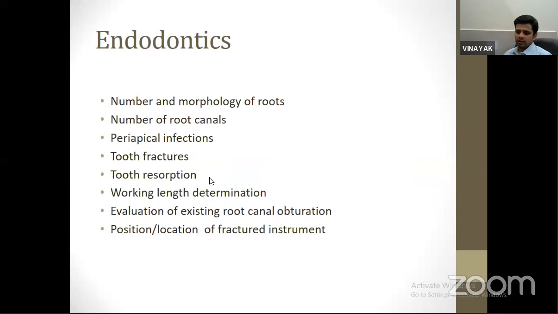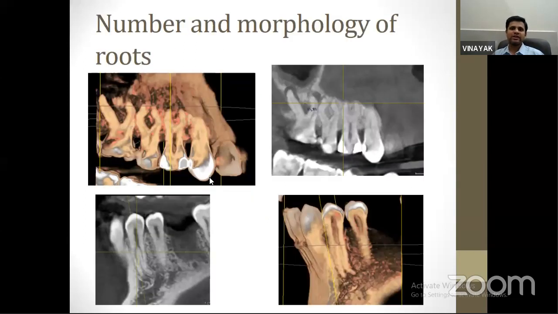Next, the most common indication after implants is endodontics, right? What we can check is the morphology of the roots: how many roots there are and the curvature of the roots. Here you can see the first molar and these are the two premolars. The premolars have two roots on the buccal surface, right?